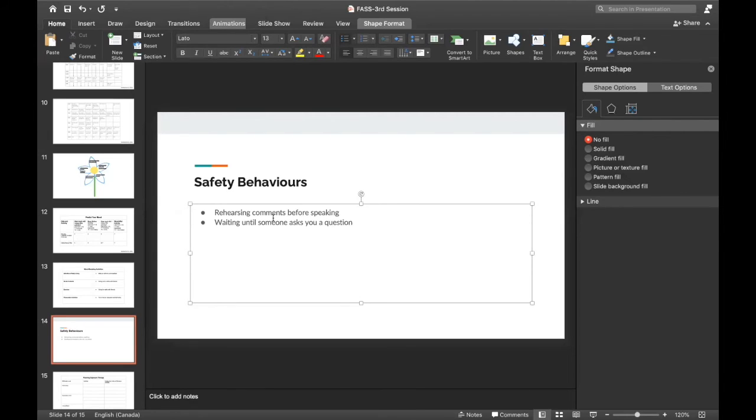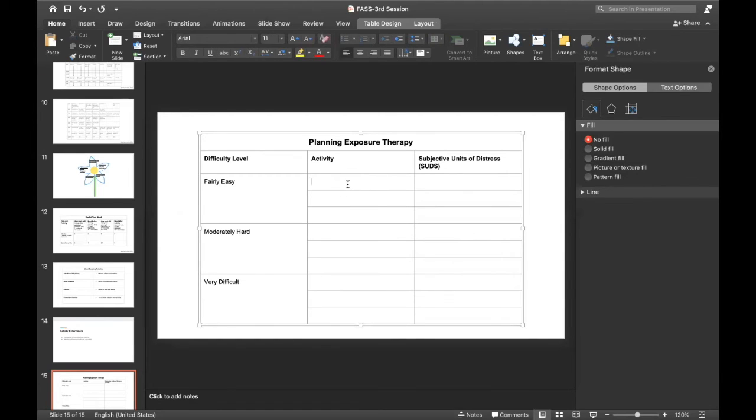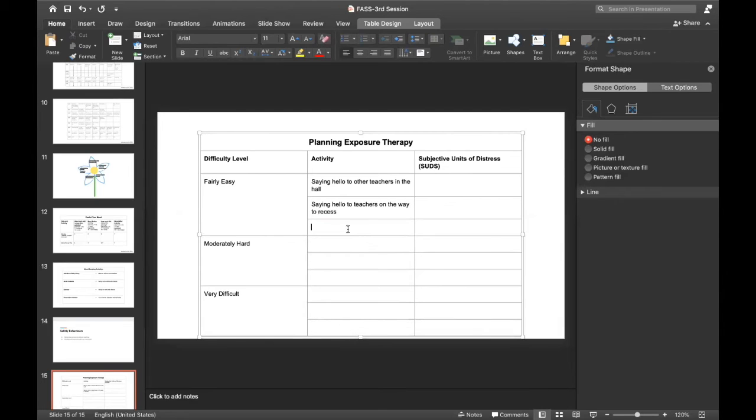Okay. Why don't we start working on a fear hierarchy? I will screen share it with you. What are some situations that you find fairly easy that I can add? I guess saying hello to other teachers in the hall. Okay. Saying hello to teachers on the way to recess. And saying hello to the teacher next to me at an assembly.